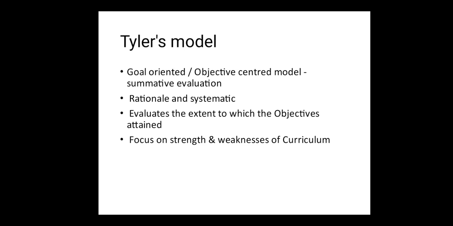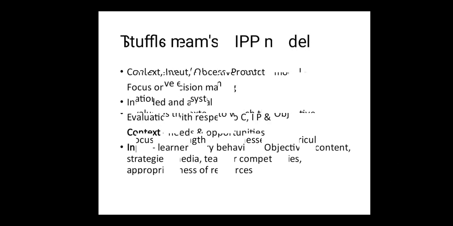The model stresses attainment of objectives: how far the objectives are attained. That is evaluated by following Taylor's goal-oriented model, and it also focuses on strengths and weaknesses of curriculum. So we can assess the strengths and weaknesses of curriculum by following Taylor's model of curriculum evaluation, the goal-oriented or objective-centered model.